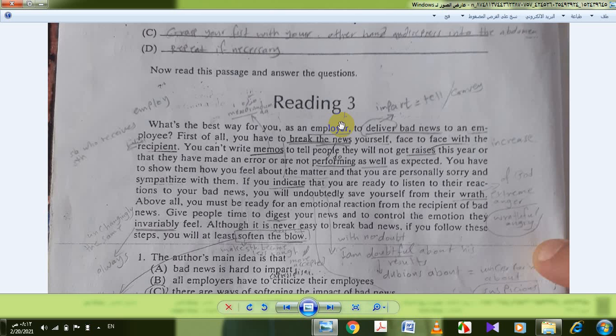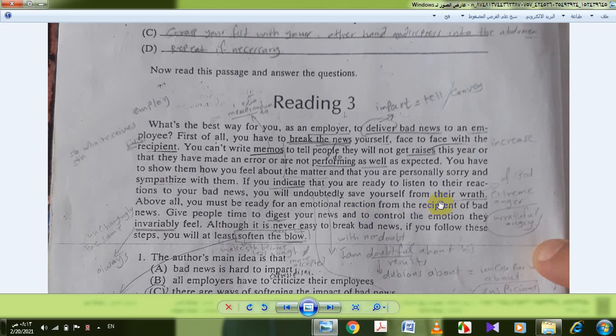It says here, what's the best way for you as an employer to deliver bad news to an employee? First of all, you have to break the news yourself face to face with the recipient. You can't write memos to tell people they will not get raises this year or that they have made an error or are not performing as well as expected.